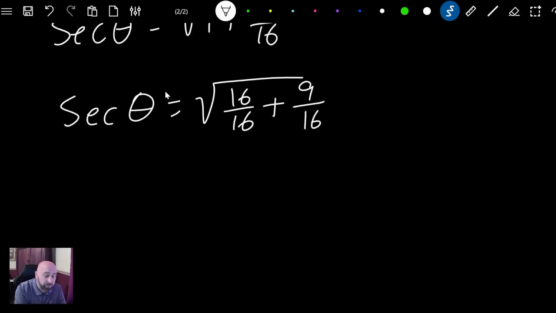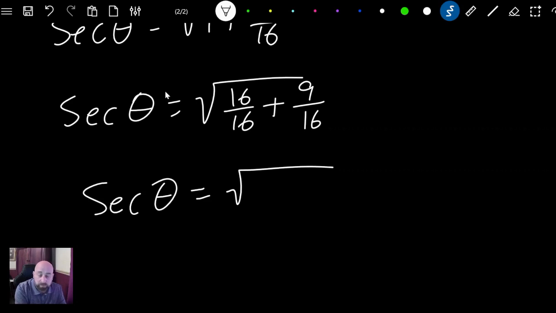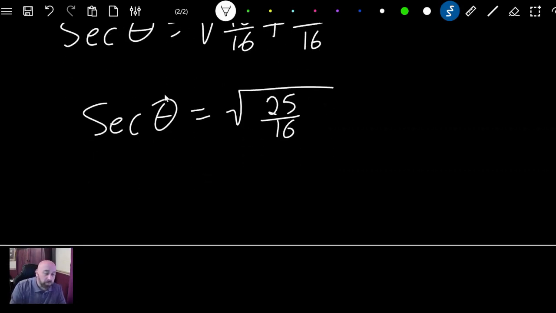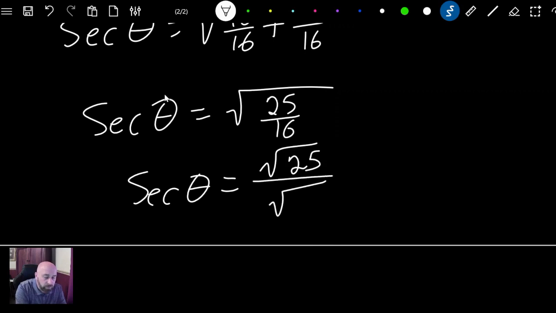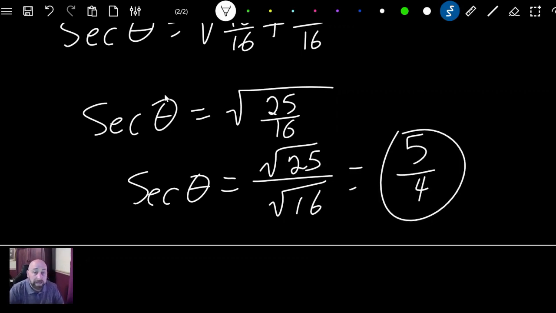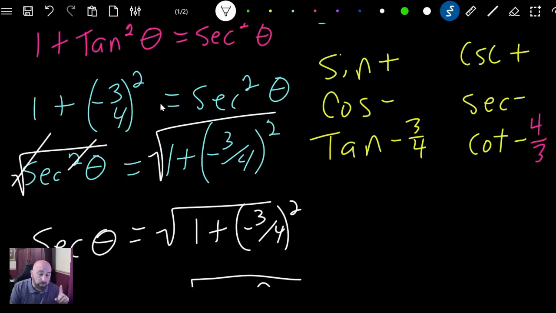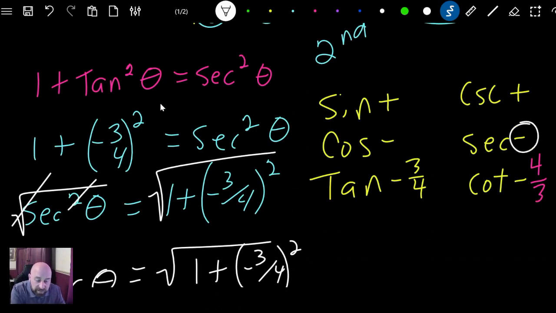Now I'm just going to add those together, so the secant of theta equals the square root of 25 over 16. Remember, this is kind of an Algebra 2 concept: the secant of theta equals the square root of 25 over the square root of 16, which is going to equal 5 over 4. That's our answer for secant. Secant equals 5 over 4. Now it's not 5 over 4, because remember we drew our sign in here first. It's negative 5 over 4.